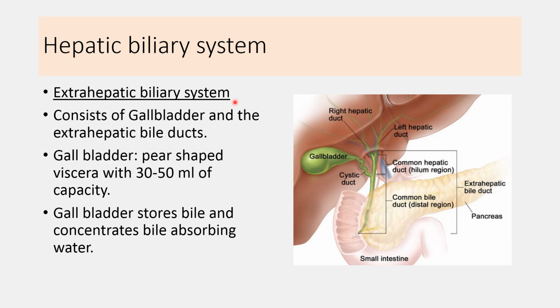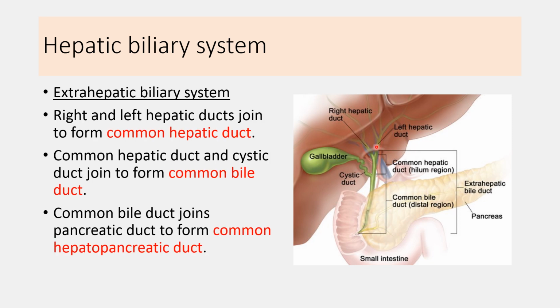The extrahepatic biliary system is the part of the biliary system which is present outside the liver. It mainly consists of the gallbladder and the extrahepatic bile ducts. The gallbladder is a pear-shaped viscus with a 30 to 50 ml capacity. The function of the gallbladder is the storage of bile and the concentration of bile by absorbing water.